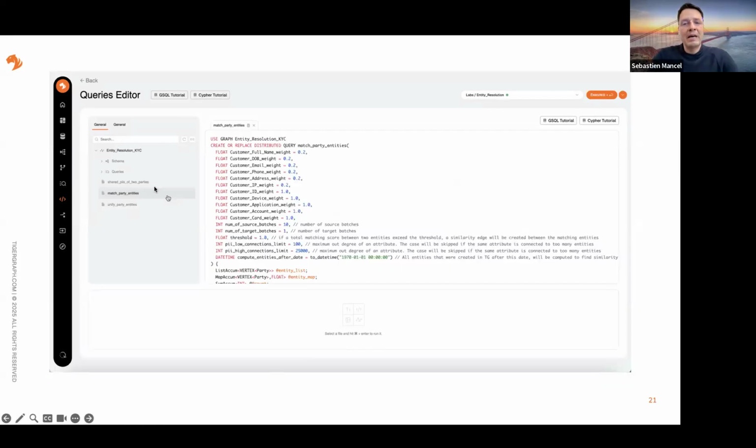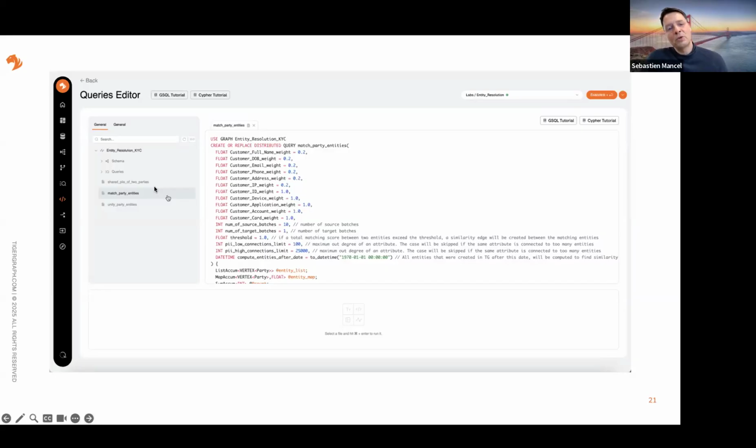So here we're looking at the match party entities query, and this is what actually identifies records that represent the same person. So here's how it works. It compares party vertices across multiple PII attributes, so things like email, phone number, address, date of birth, and ID. And each of these attributes is given a weight, depending on how strong of an identity signal it is. So for example, email or government ID carries more weight than, say, address, which could be shared by multiple people.